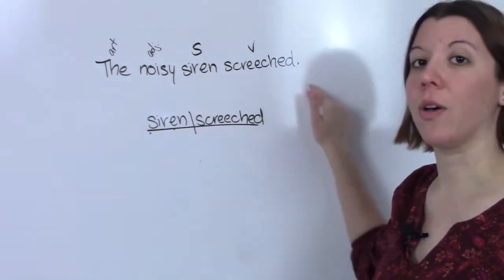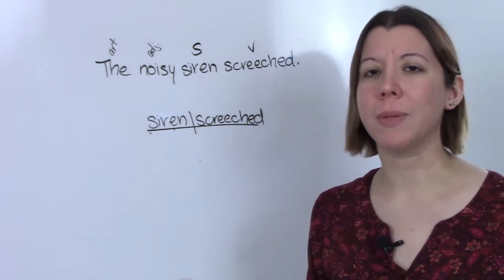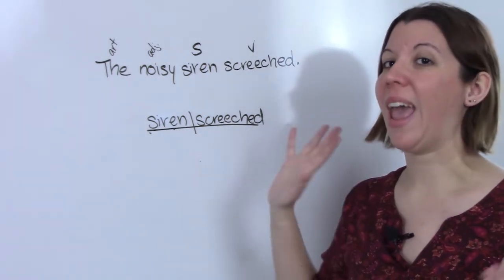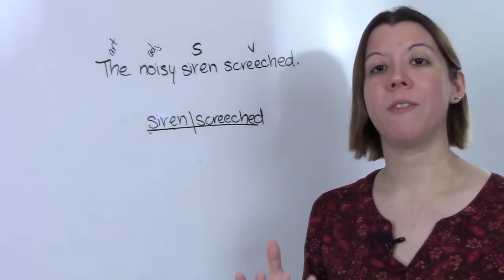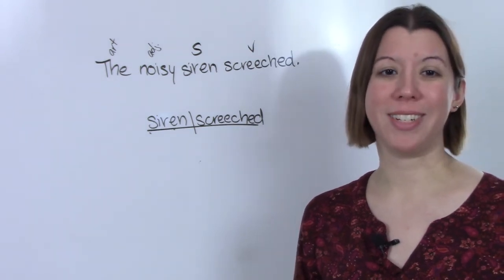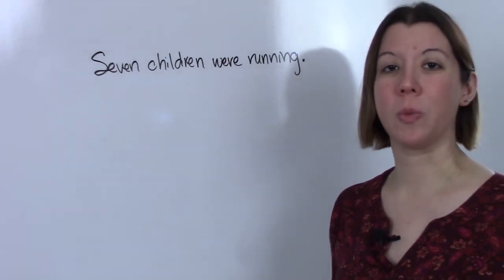So we might have a really long sentence, which you'll see in later videos, very long complicated sentences, but as long as you can find a subject and verb, everything starts to build around that. So that's really the foundation of diagramming and what I like about it so much. Let's try another one. Here's the sentence, 7 children were running.